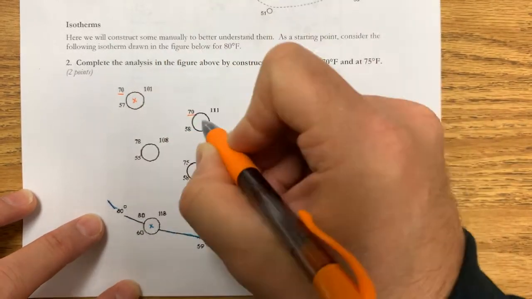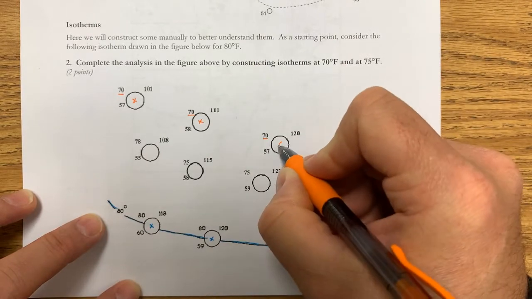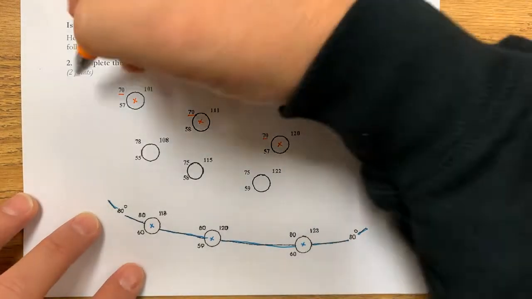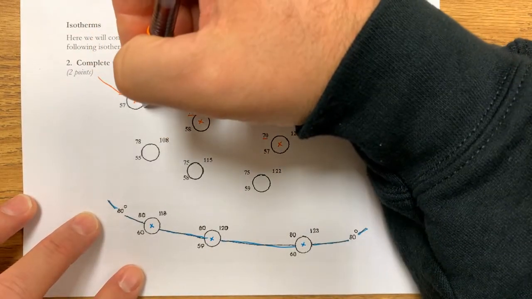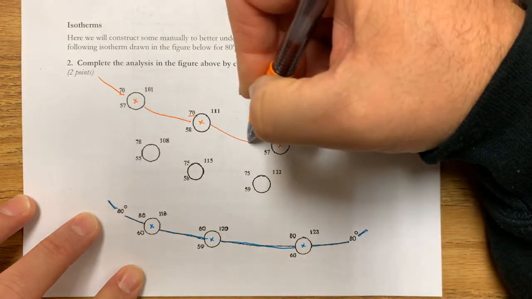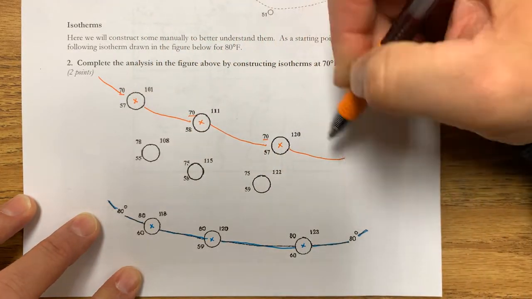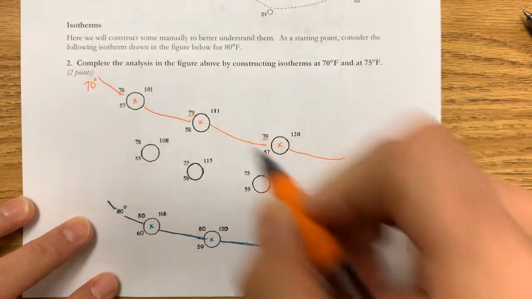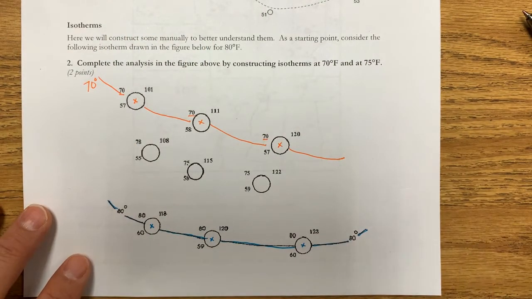symbol. So we're going to put X's where we see 70 degrees, and it's in the center of the circle. That's where we're just going to connect those with a line now. And bada bing, bada boom, you have just drawn in a 70-degree isotherm. Okay. Lastly, we're asked to draw in a 75-degree isotherm.